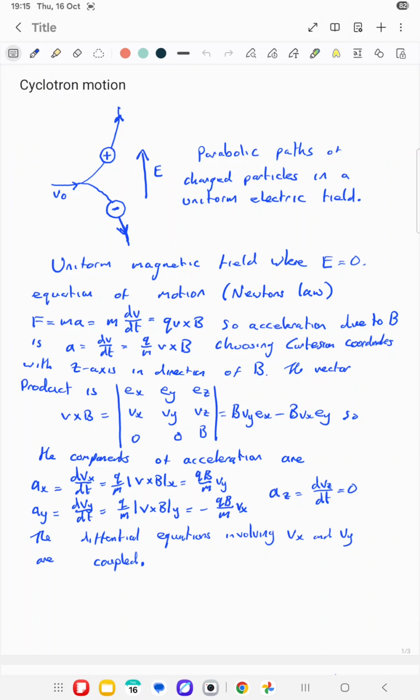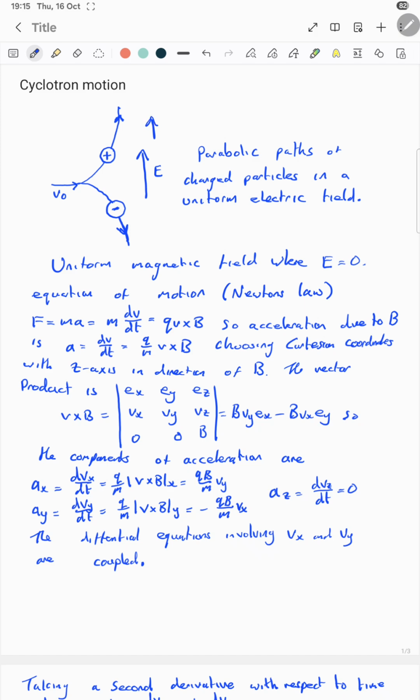Now this one gets a little bit more heavy. We up the tempo somewhat on this. We arrive at cyclotron motion, where a uniform electric field has an effect on positive and negative charges, like so, where positive charge would go along with the electric field and negative against. These are the parabolic paths of charged particles in a uniform electric field.